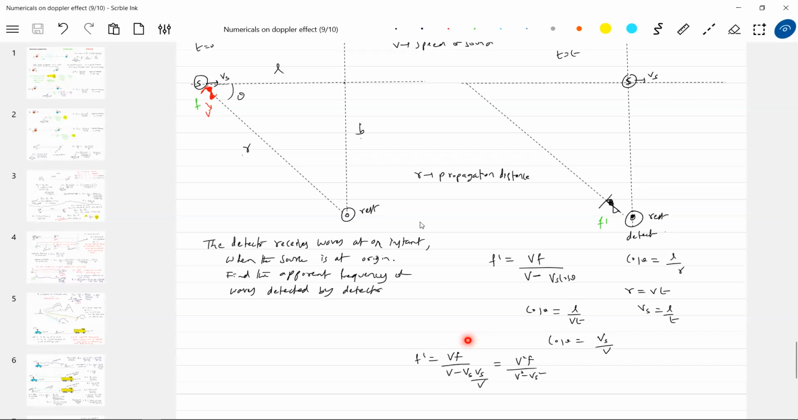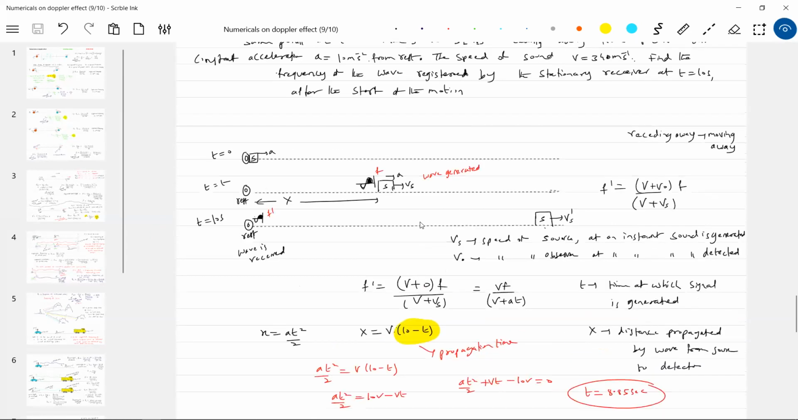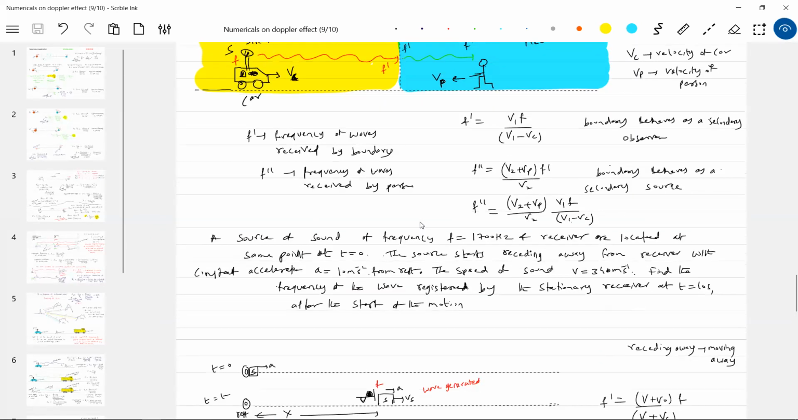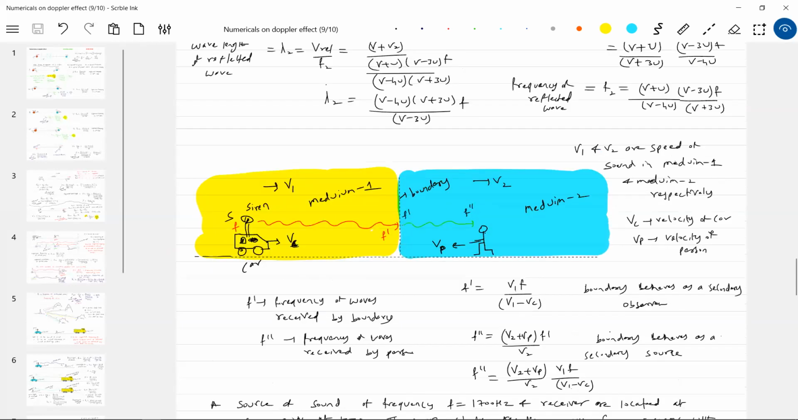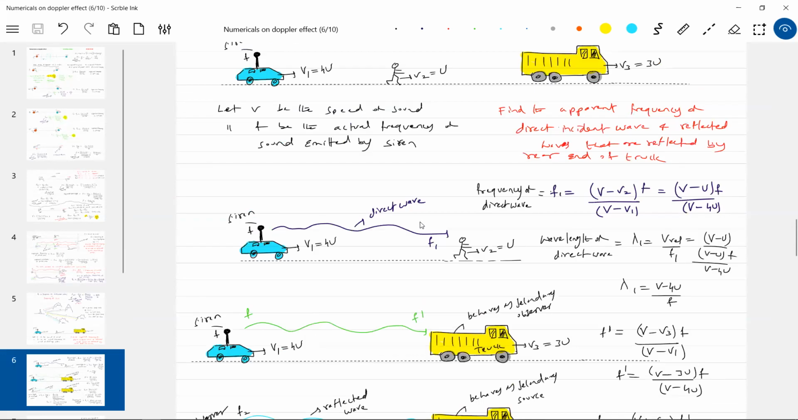Getting the picture. So these are the types of numericals you can expect your students have to work out. Here only. So some questions like I could have asked. Okay, this one. Find the number of beats heard by the person.